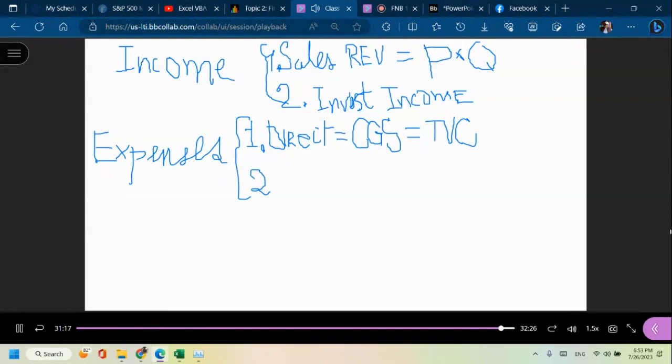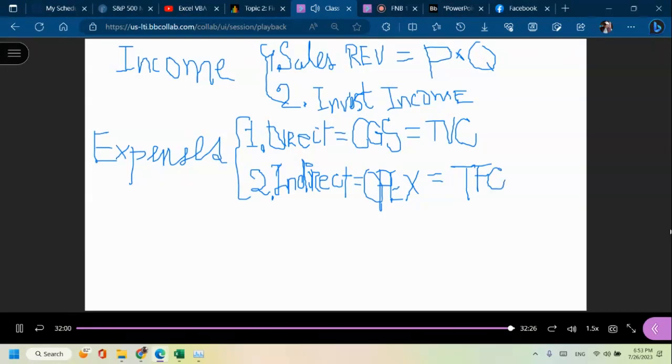And the second category is indirect cost, which is also called OPEX. What does OPEX mean? It stands for operating expenses. It's also called TFC, or total fixed cost, in microeconomics. Operating expenses is accounting terminology, right? I'll have to cut the video here, and we'll come back to this in the next video.